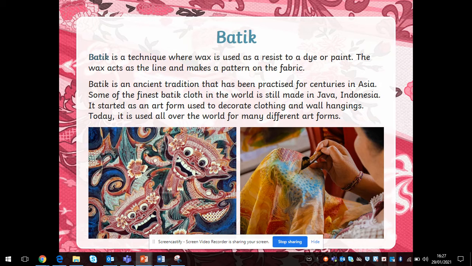So batik is a technique where wax is used as a resist to a dye or paint. Wax acts as the line and makes a pattern on the fabric. It's an ancient tradition that has been practiced for centuries in Asia. Some of the finest cloth in the world is still made in Java, Indonesia. It started as an art form used to decorate clothing and wall hangings. Today, it is used all over the world for many different forms of art.